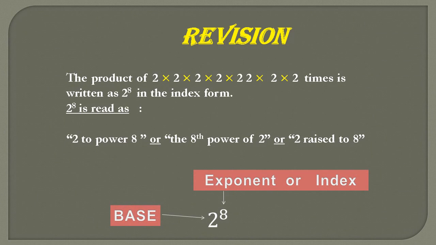The product of 2 multiplied by itself 8 times is written as 2 raised to 8 in the index form. The number 2 raised to 8 is an exponential number. It is read as 2 to the power 8, or the 8th power of 2, or 2 raised to 8. In 2 raised to 8, the number 2 is the base and the number 8 is the exponent or index.